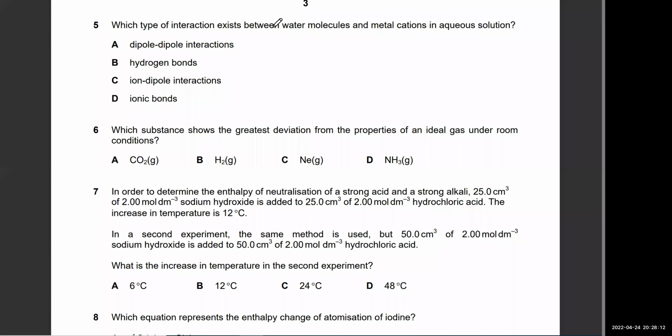Which type of interaction exists between water molecules and metal cations in aqueous solution? What's the answer to this? You've got a metal ion and you've got an aqueous solution, let's say you have water. So what type of attraction would exist if you have an aqueous ion floating around in water? Obviously, guess, what would you have? It's going to be an ion dipole attraction. You have an ion and a very strong dipole, negative, and this is positive. So the dipole is going to be attracted to the positive ion.